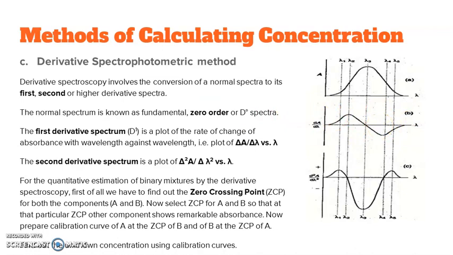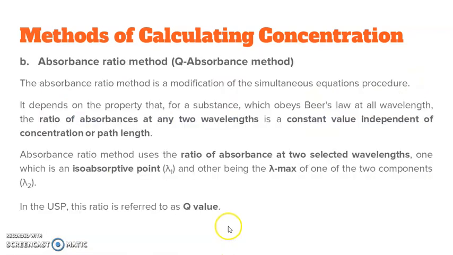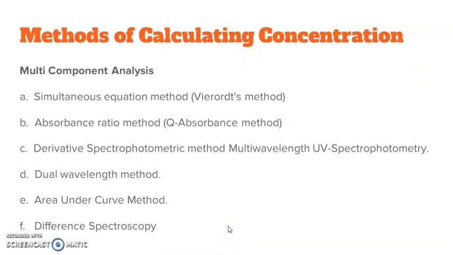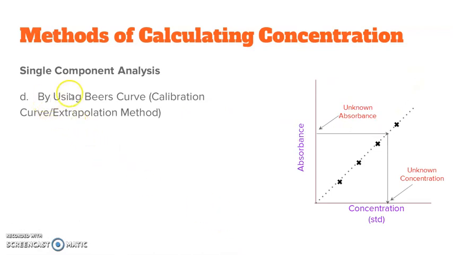I mean to say vice versa. Once we prepare the calibration curve at two different zero crossing points, one each for A and B, then we end up having two different sets of calibration curves. And once we have the two different sets of calibration curves, by the method of single component analysis, we can calculate the concentration using the calibration curve. Okay, I would like to show that particular slide here.